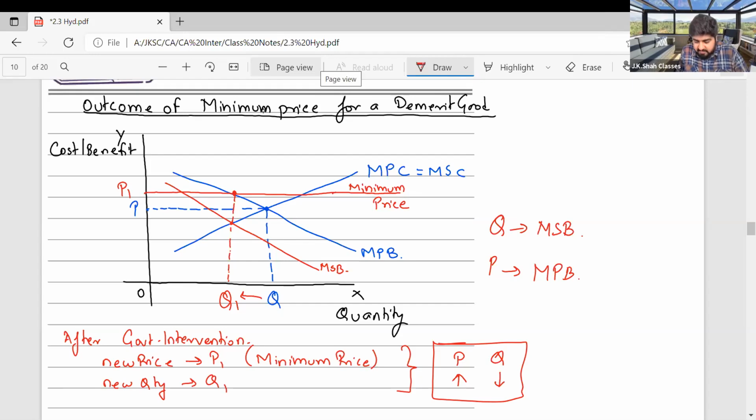Done, friends, done, everyone. This completes our government intervention in case of merit as well as demerit goods. So many things we have understood today, students. You have no idea. So many concepts. And let me tell you, you have done really well.